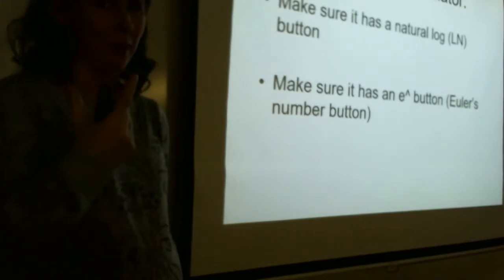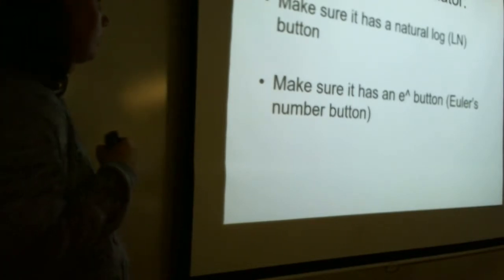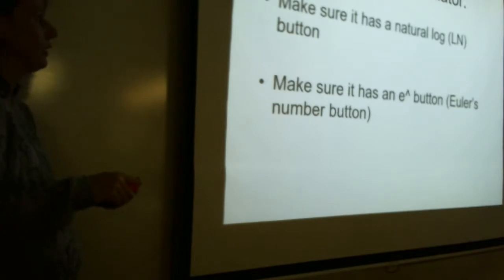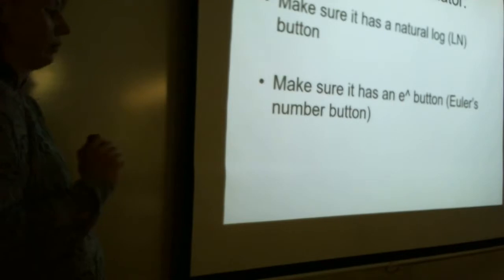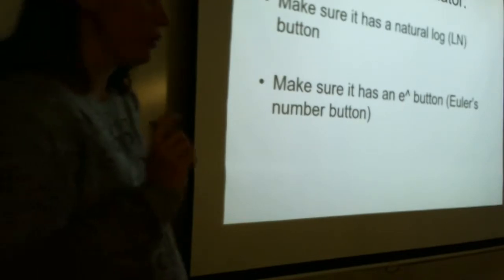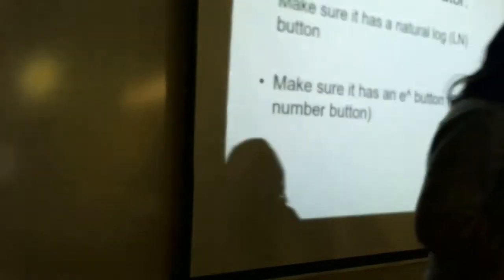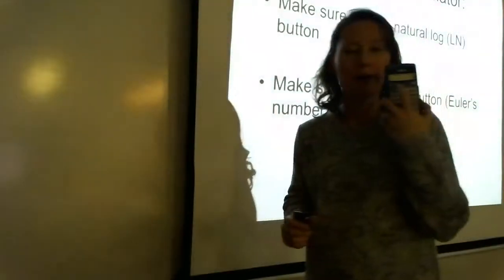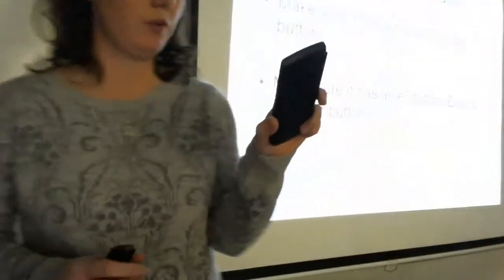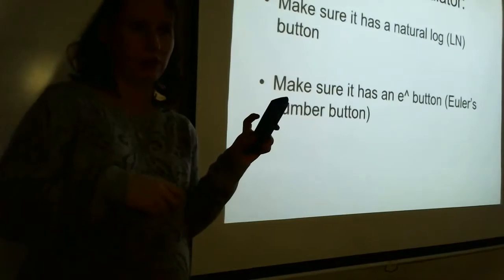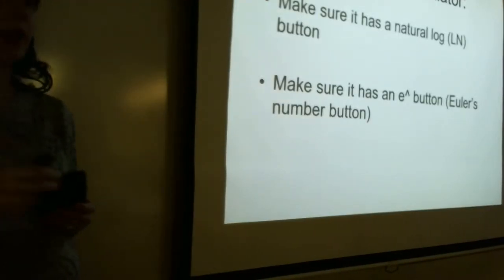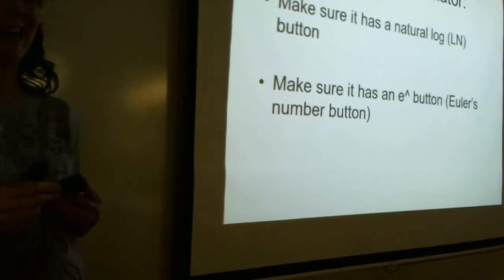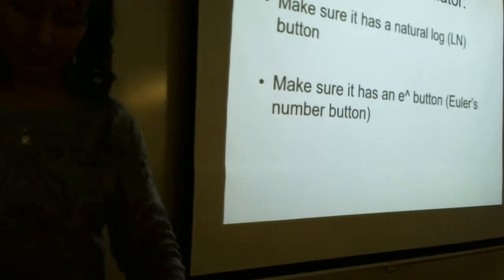Your calculator needs to have a natural log button. I think everyone in here has that option on your calculator, but just in case, make sure you've got the natural log button, and then make sure you've got the E button, Euler's number, okay? We're going to use both of those functions over the next couple of weeks, so make sure you've got that on your calculator. If you've got a standard Texas Instruments or standard Casio, you're going to have both of those buttons. If you're using the same calculator you had from last semester, 99.9% chance of having it.